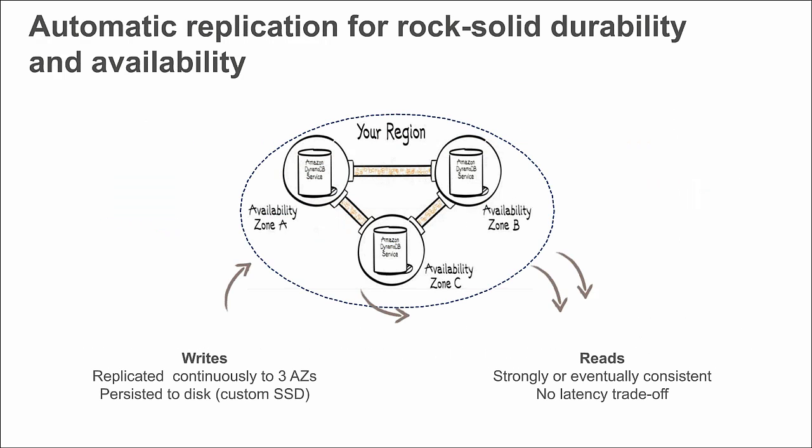So a few slides ago, I talked about that automatic replication of your data. So when DynamoDB receives your data via a write operation, that data is actually replicated synchronously across 3 different availability zones within that region that your DynamoDB table is located in.